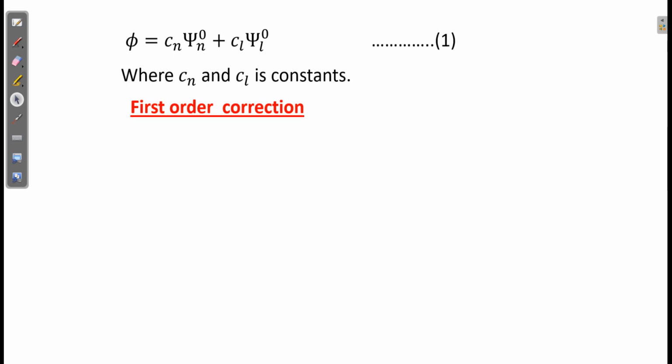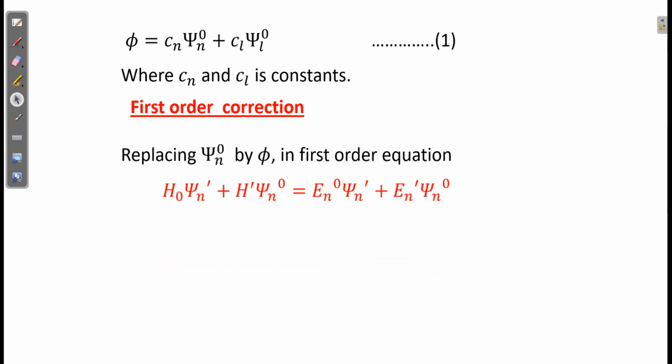First order correction. Now replacing psi n naught by phi in the first order equation. This is the first order equation: H naught psi n dash plus H dash psi n naught equals En naught psi n dash plus En dash psi n naught. H dash is the perturbed Hamiltonian and H naught is the initial Hamiltonian. En dash is the energy of the perturbed Hamiltonian H dash and En naught is the energy of the unperturbed Hamiltonian H naught.